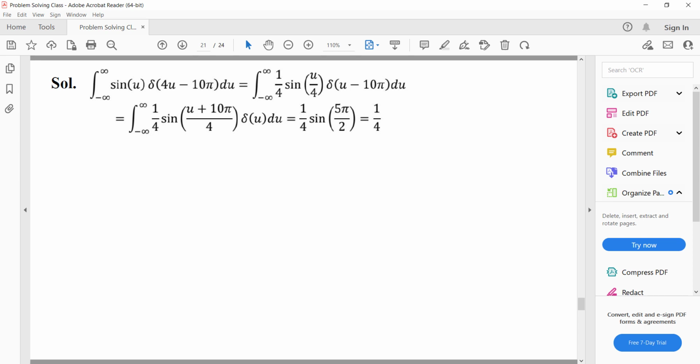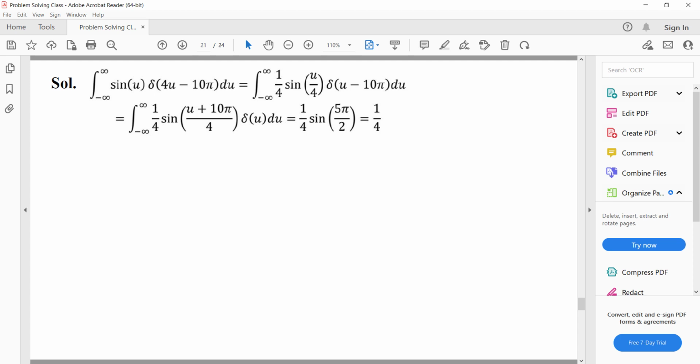Now this problem is the same as the previous problem, where you have to use the same property that we have used before. We have to just put u as 10 pi by 4. Once you put the value of u as 10 pi by 4, you will get the value as 1 by 4, because sine 5 pi by 2 is equal to 1, so that's why you will get the value of 1 by 4 here.